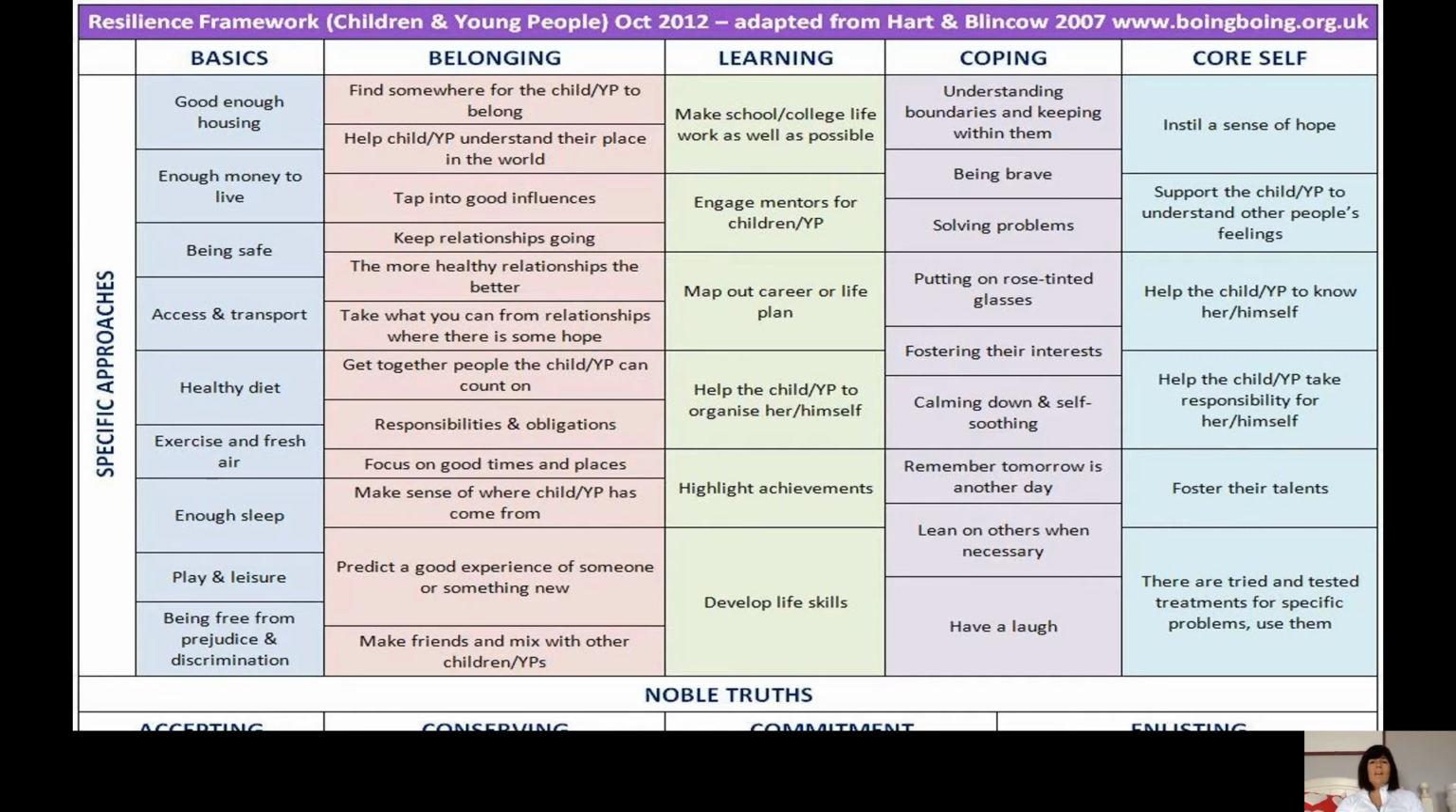Then we've got learning, and learning is called learning purposefully as opposed to education, because not all children and young people have access to mainstream education. So again, it's about how we can make school or college life work as well as possible. And obviously we'll be thinking about that in terms of a whole school approach. Just helping the child organise him or herself.